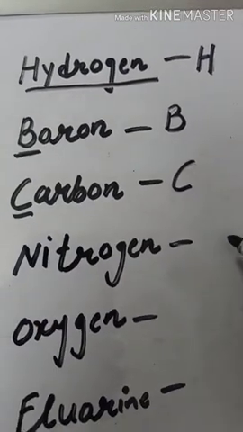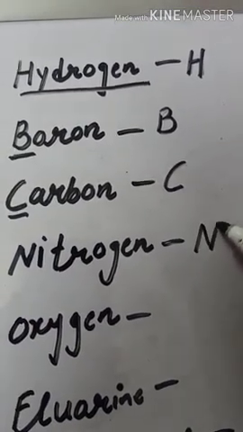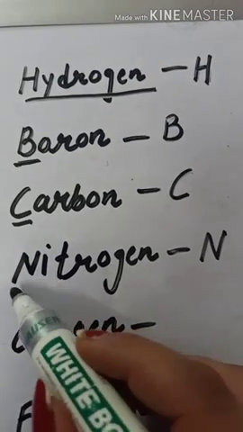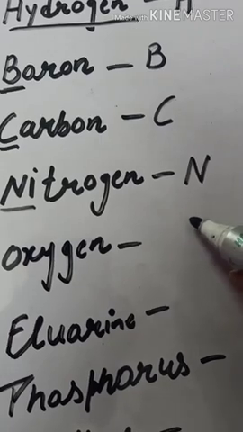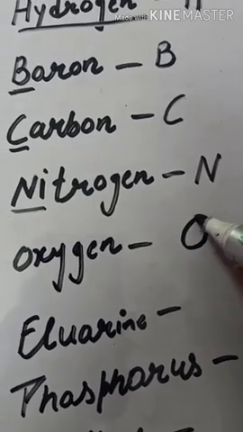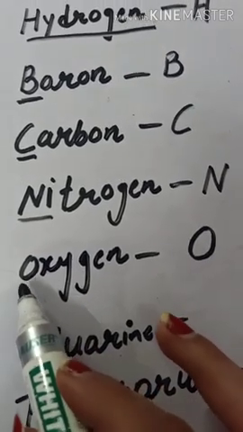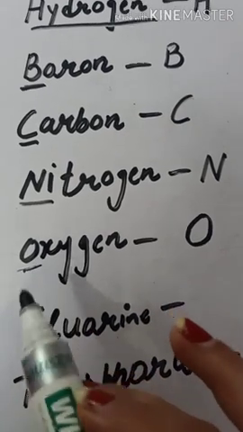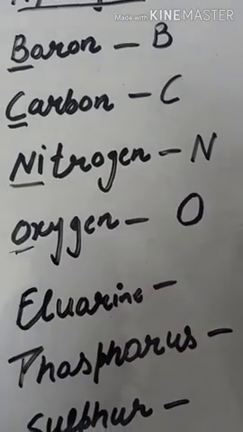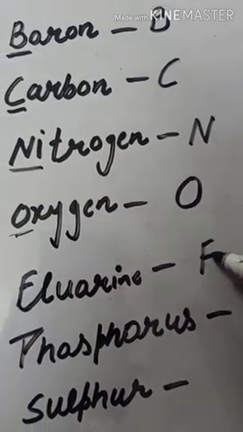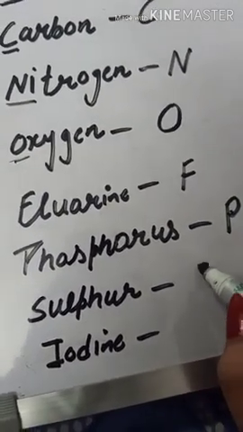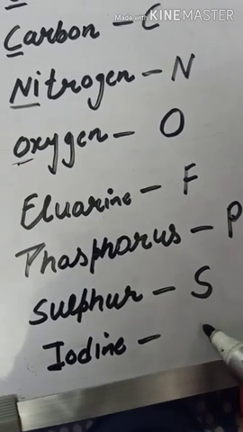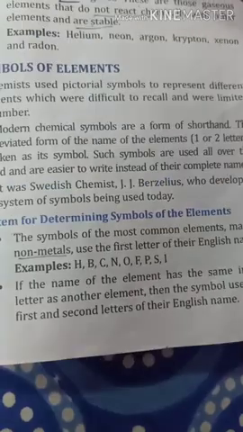For nitrogen, it is capital N, first letter but in capital. Similarly, for oxygen it is capital O, the first letter of its English name. Then similarly for fluorine it is capital F, for phosphorus it is capital P, for sulfur it is capital S, and for iodine it is capital I.